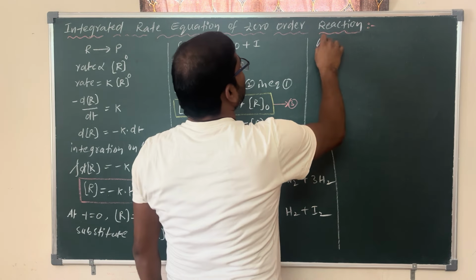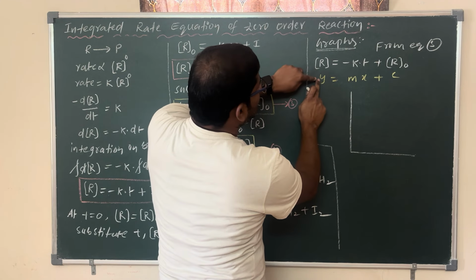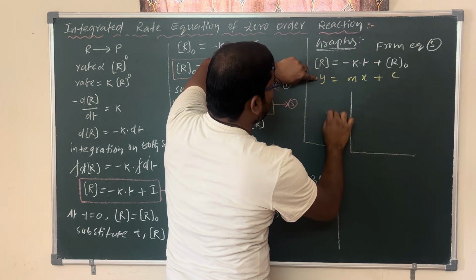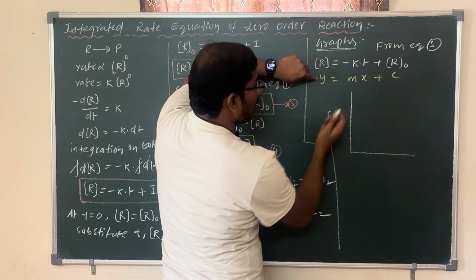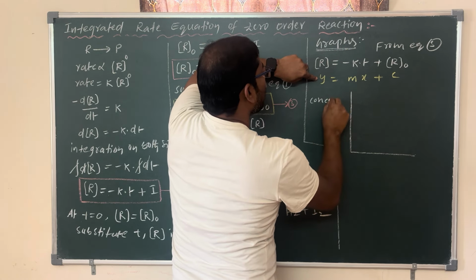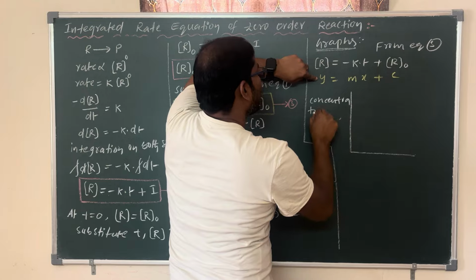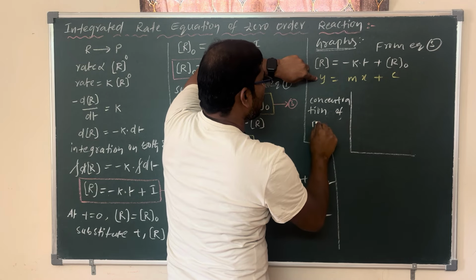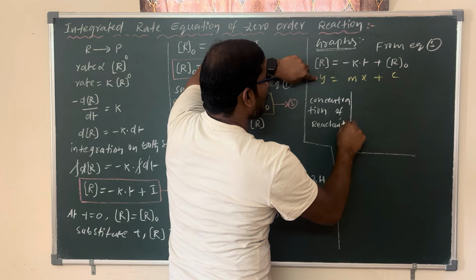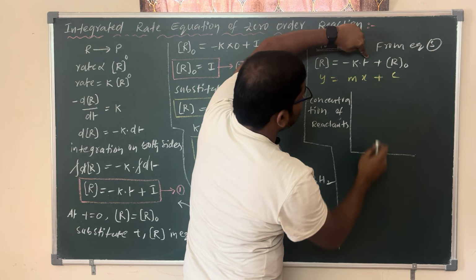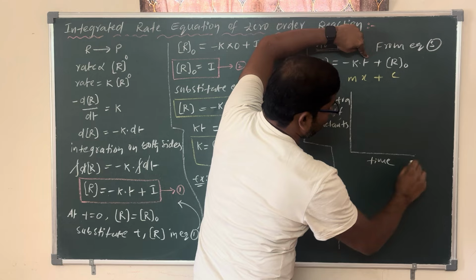Okay. Now I am going to take a graph here like this. Now I am taking it a little bit bigger in size. On the y-axis I am going to take concentration of reactants. Is it or not? Concentration of which one, students? Reactants. Concentration of reactants. On the x-axis I am taking time.